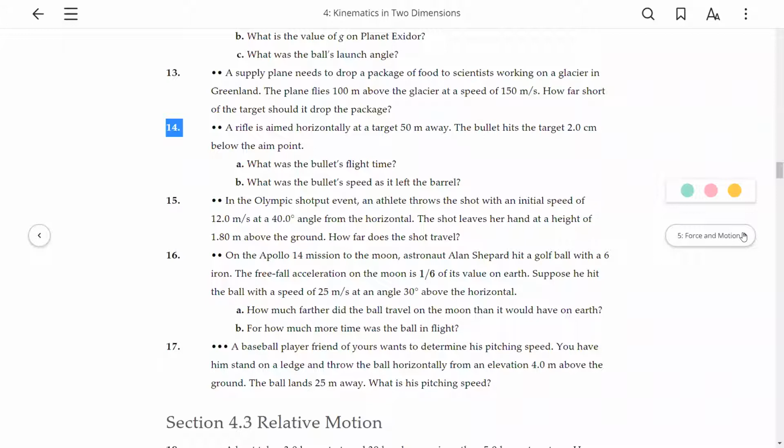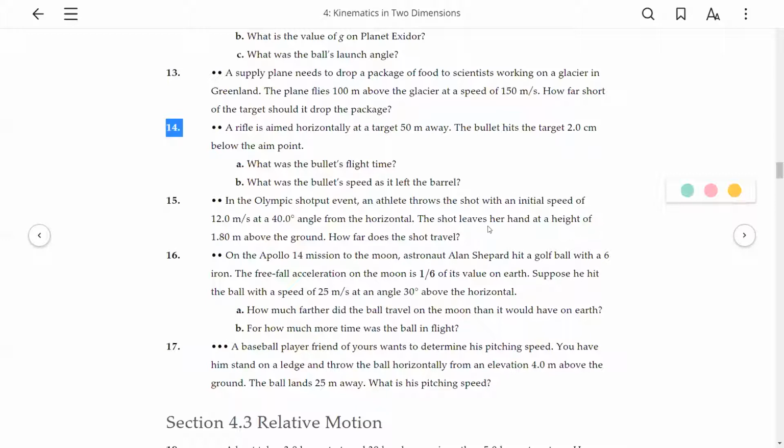Number 14 from Chapter 4 is the same type of problem, but the roles of the two axes have been reversed, as you'll see. So this time we're told a rifle is aimed at a target. We're not told how high the rifle is above the ground, so that means we're not going to need that information. And the bullet strikes 2 centimeters below the bullseye, I suppose, or 2 centimeters below the point at which the rifle was aimed. Note that that displacement there is given in centimeters, so we will have to convert into SI units if we want to use 9.8, for instance. 9.8 is in meters per second per second.